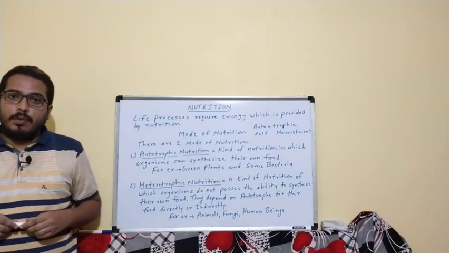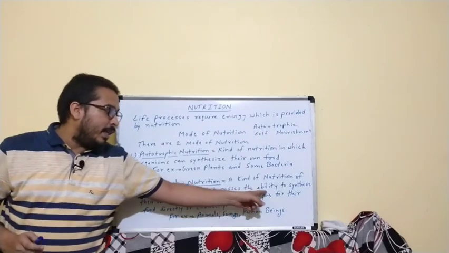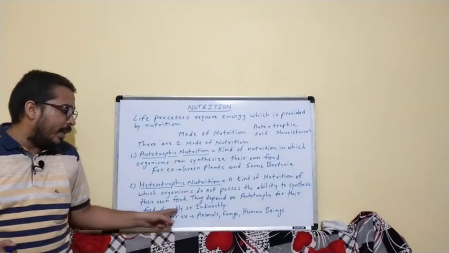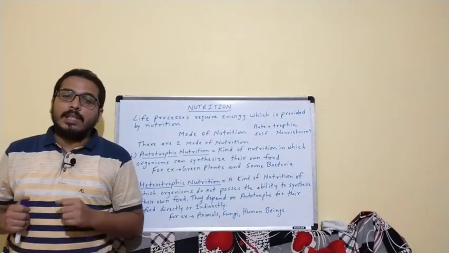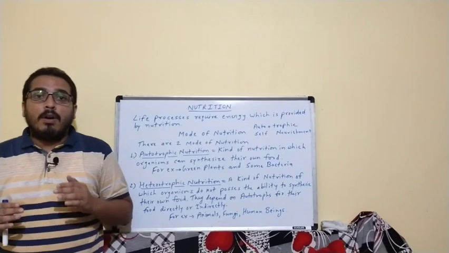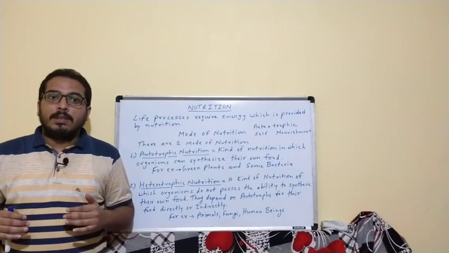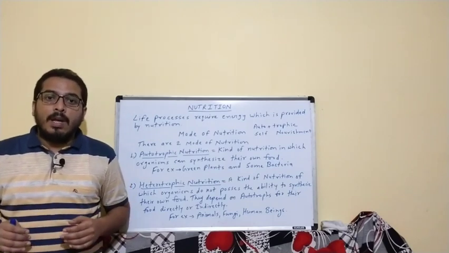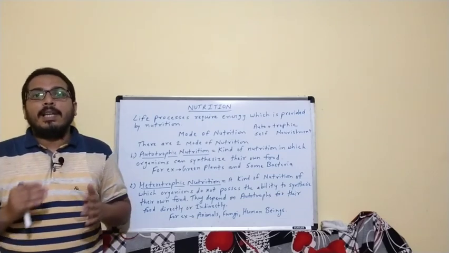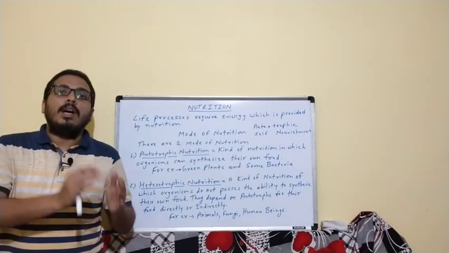And next one is heterotrophic nutrition, a kind of nutrition in which organisms do not possess the ability to synthesize their own food. They depend on autotrophs for their food directly or indirectly. For example, human beings, and animals which are herbivorous, they directly take plants, and some animals are carnivorous, meaning they depend on other herbivorous animals.